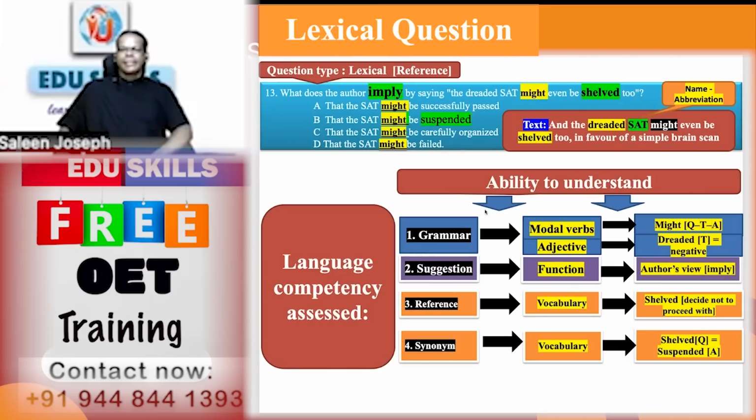And the adjective dreaded is negative. If you know dreaded SAT, if you understand the importance of the adjective, you will definitely know SAT is not successful. Dreaded OET. Suggestion, function, author's view, imply says that is the author's view. Suggestion, reference, vocabulary. Shelved means decide not to proceed with. Synonym, vocabulary. Shelved means suspended. That's why I said you should be competent in synonyms. Shelved synonym is suspended. If you know shelved synonym is suspended, immediately you know which is the answer out of these 4 options.